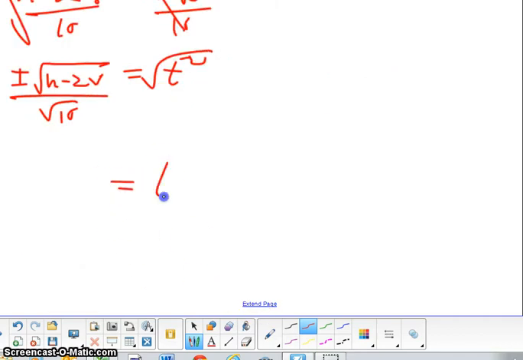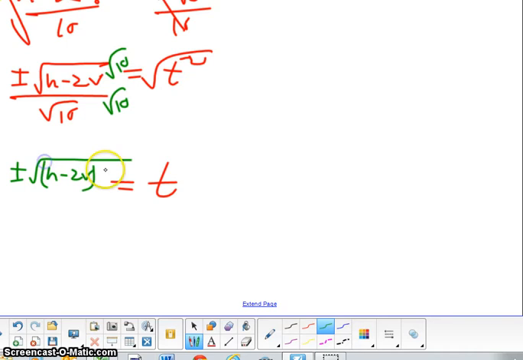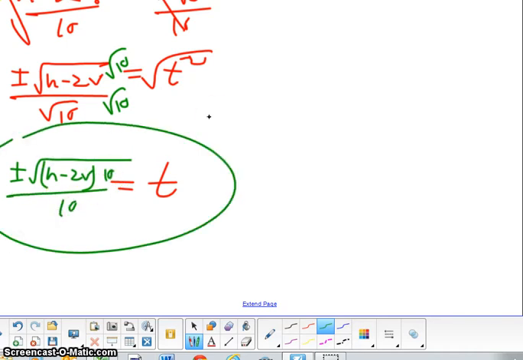So now t is by itself, and we want to rationalize by taking the radical of 10 for both the top and the bottom. So you get plus or minus the square root of h minus 2v times the square root of 10, all over 10. And that's how you're going to solve for t.